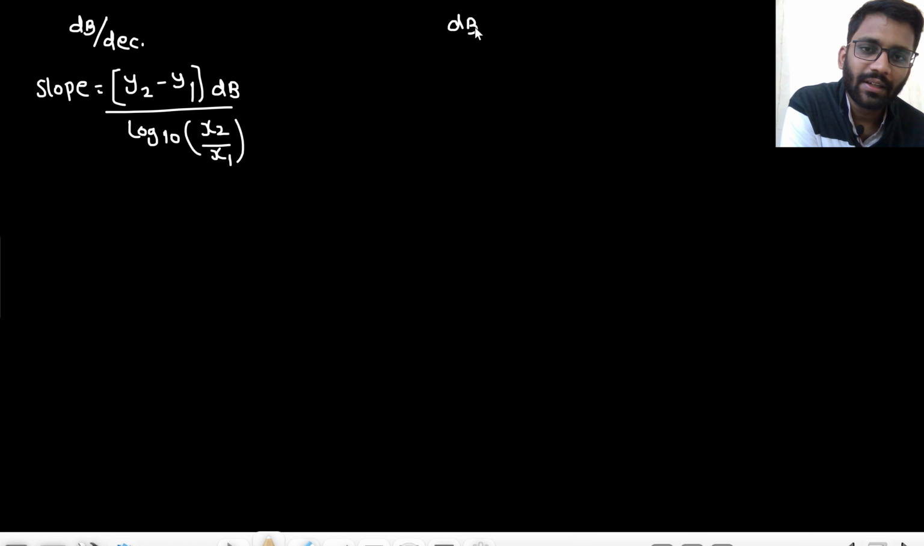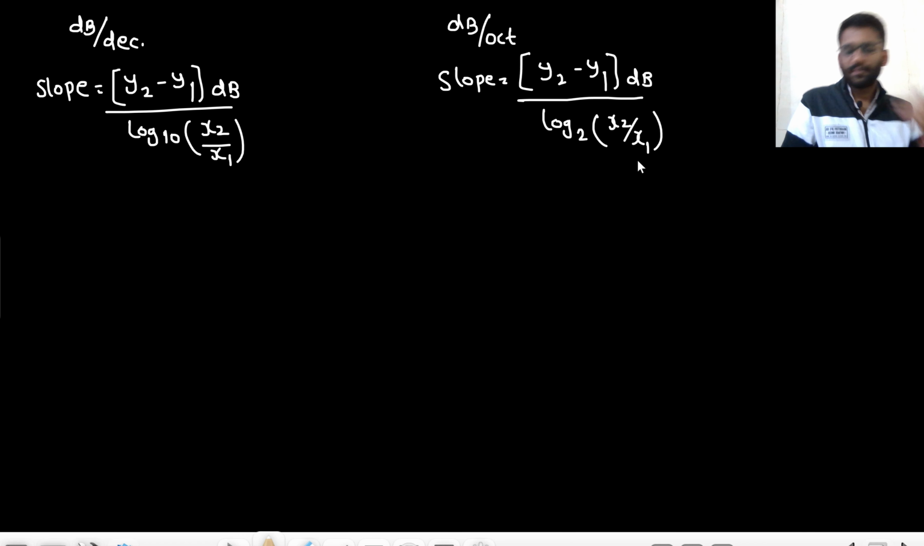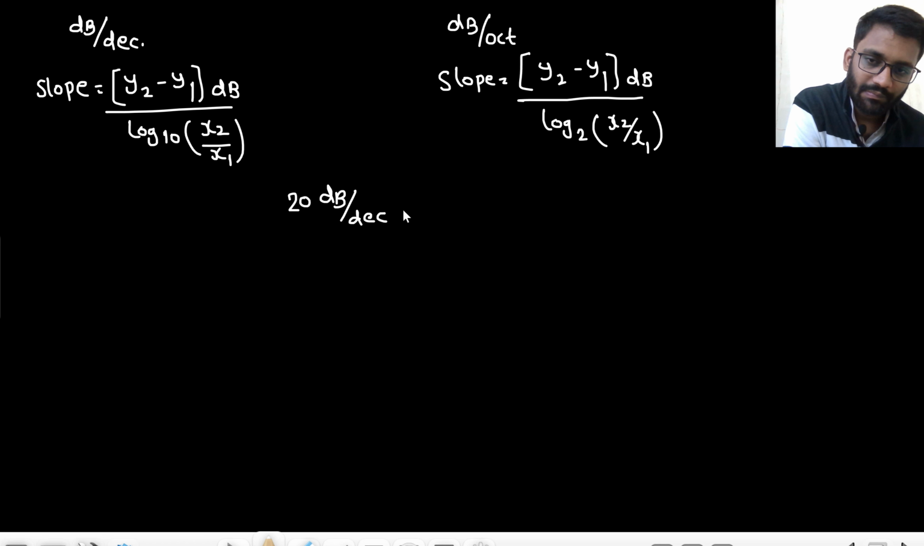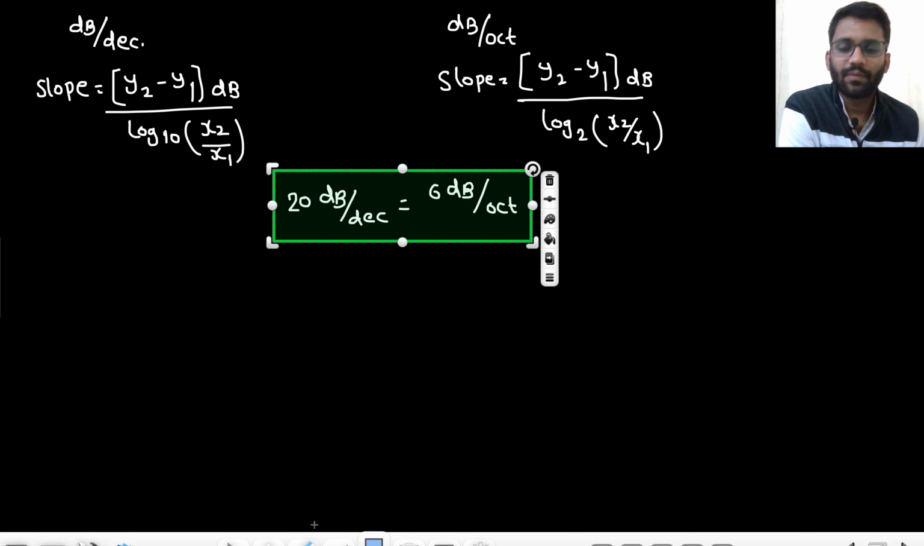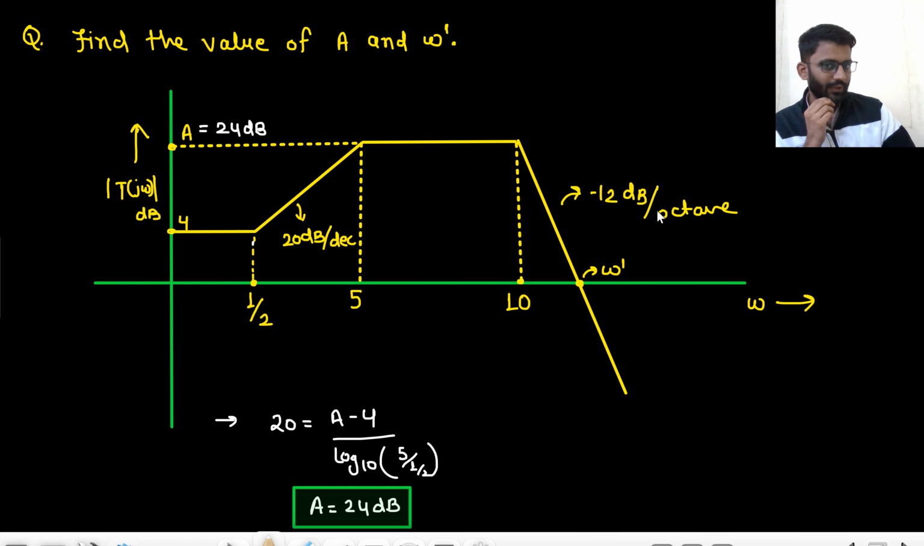And if the slope is in dB per octave, that means the slope is (y2 minus y1) dB upon log, not log 10, log 2 of x2 by x1. And 20 dB per decade is equivalent to 6 dB per octave. Now, how did I write all this? Look, you generally will not see this, but once in a lifetime, if you get to see this, you will think I haven't taught this. So I just wanted to tell you.